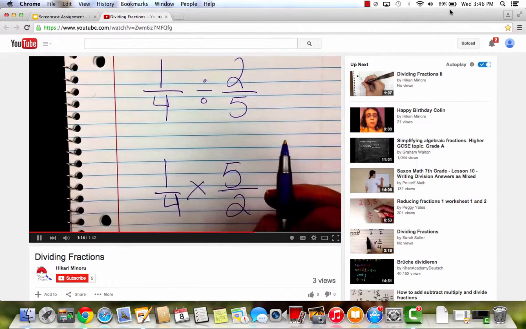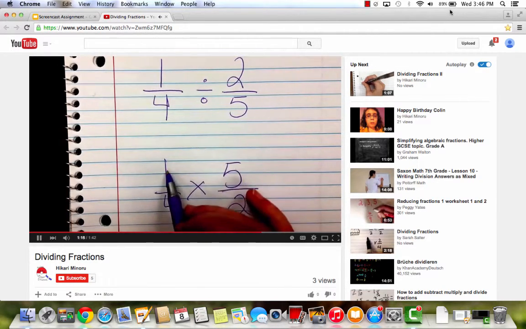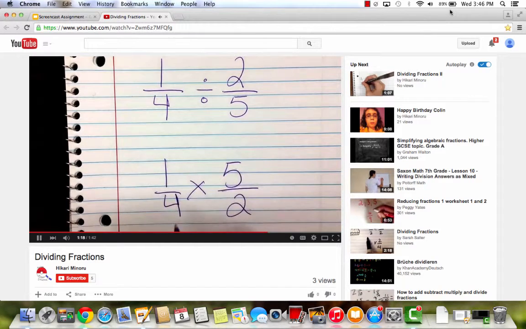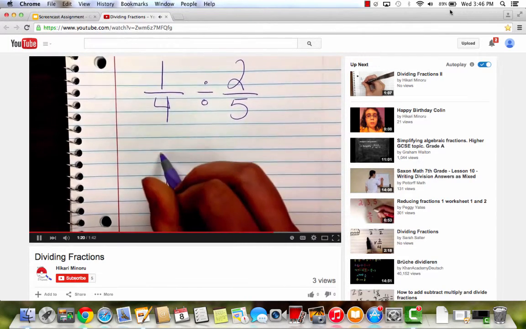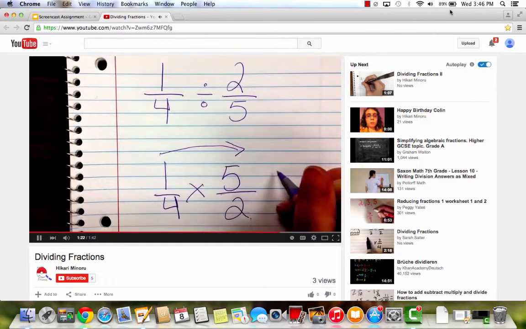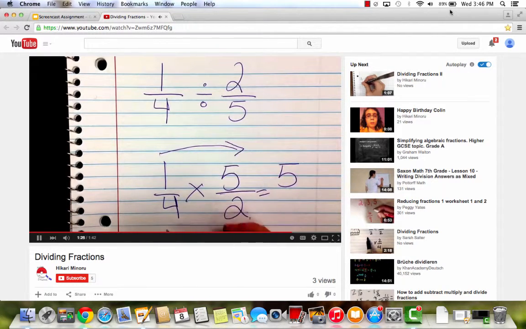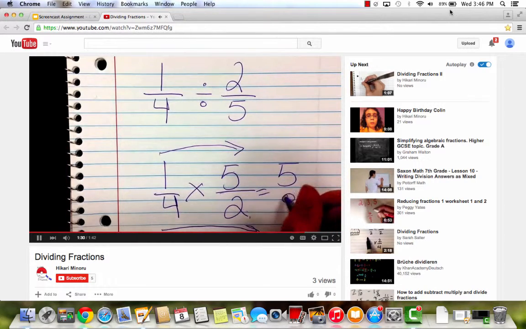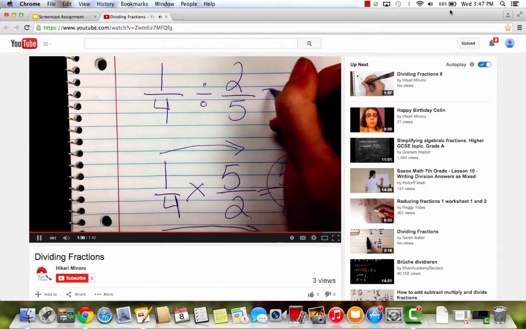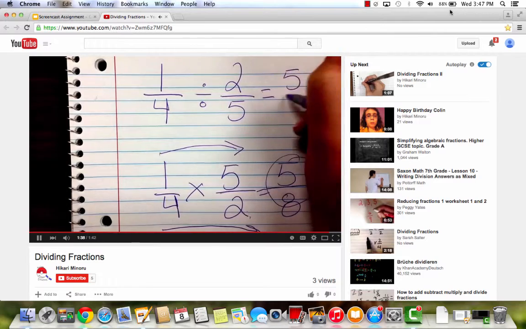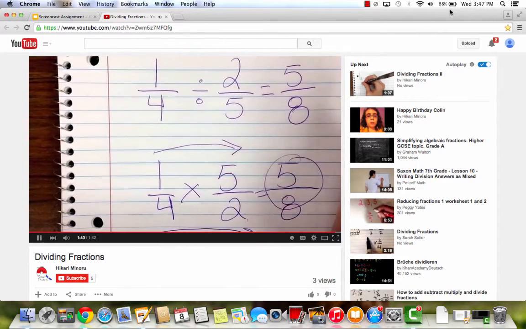Now if we remember, when we multiply fractions, we just multiply the top by the top and the bottom by the bottom. So 1 times 5 equals 5. That's the top. On the bottom, we're going to do 4 times 2. That equals 8. So in this equation, our answer is going to be 5/8, since we don't have to reduce that. And you just did that, easy as pie.